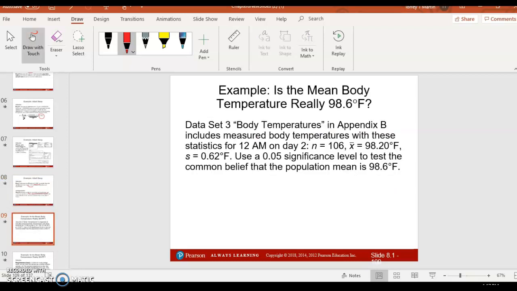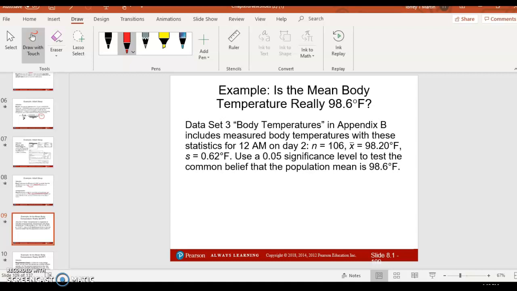Okay, so our other example is that the mean body temperature is really 98.6 degrees Fahrenheit. So a data set that we have, which is in the appendix of the book, and again, the book that we're using is Essentials of Elementary Statistics by Mario Triola, which includes the measured body temperatures with these statistics for 12 a.m. on day 2, where our N is 106, X bar is 98.2, S is 0.62, and they want us to use a 0.05 significance level to test the common belief that the population mean is 98.6.